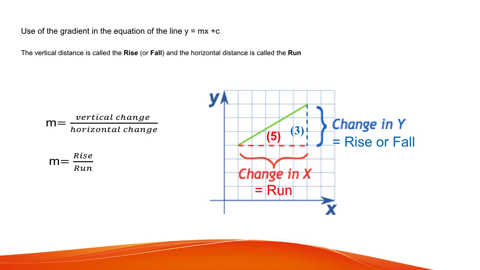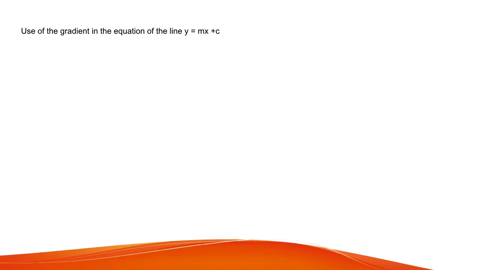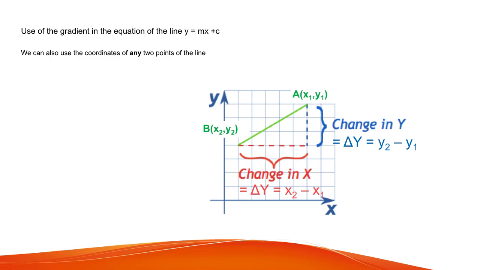Look into this example: the change in y is 3 units, and the change in x is 5 units. So the gradient becomes 3 over 5. We can also use the coordinates of any 2 points of the line. The change in y is denoted by delta y, and the change in x is denoted by delta x.